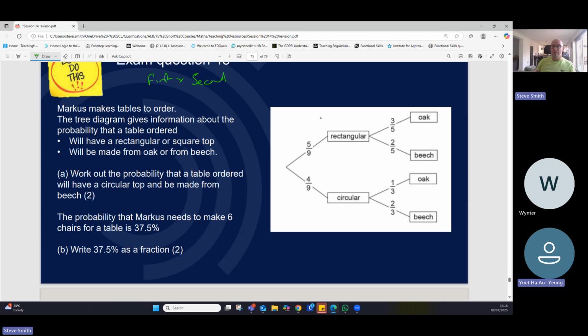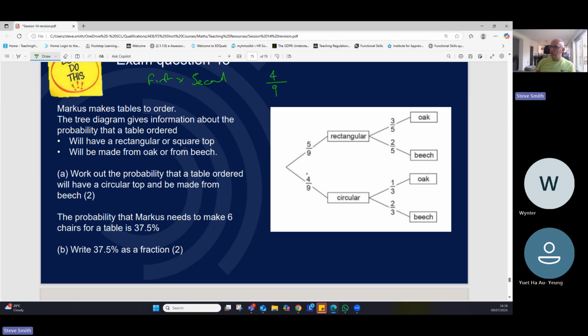Here we've got fractions. So what is the probability it's made from beech? Where's the made from beech? So it's going to be a circular top, 4/9. And 4 was rubbish there. 4/9. That looks like an arrow. Got to be looking good.